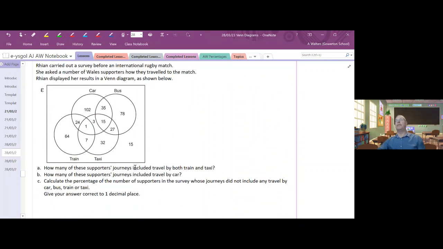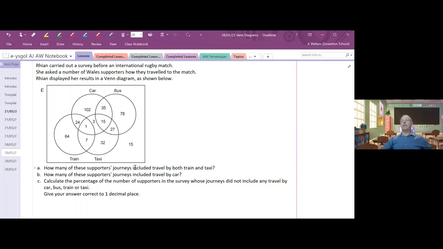Right. A lot of information there, but it's basically the same sort of questions we're asked. Rian carried out a survey before an international rugby match. She asked a number of Welsh supporters how they travelled to the match. Rian displayed her results in the Venn diagram as shown. Obviously, some people travel by perhaps bus and car. Some people perhaps would travel by bus and train and possibly by taxi or whatever.